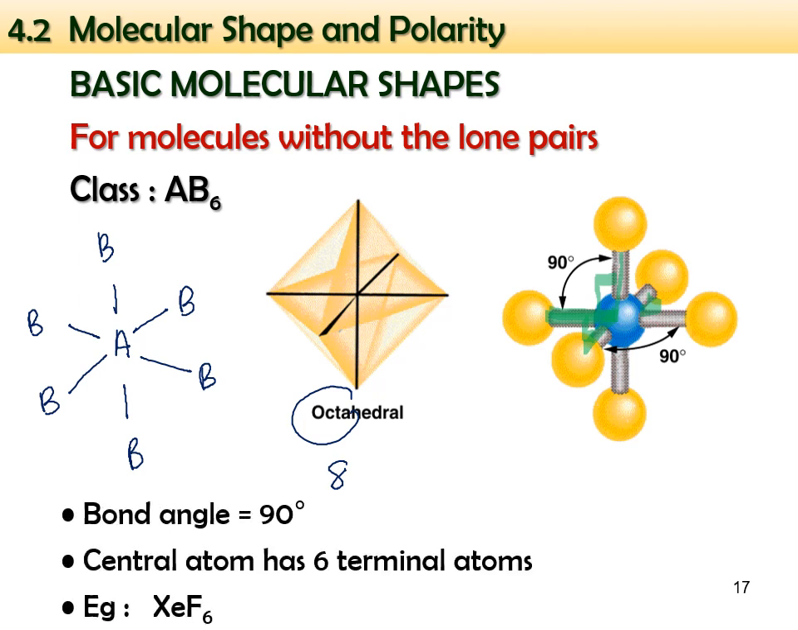So the example here will be XeF6. So when we draw XeF6, Xe, F 1, 2. Okay, so XeF6 ini boleh exist sebab dia adalah kategori expanded octet. And don't forget to complete your lone pairs. Okay, so kalau tiada lone pair, salahlah kamu punya structure Lewis ni.